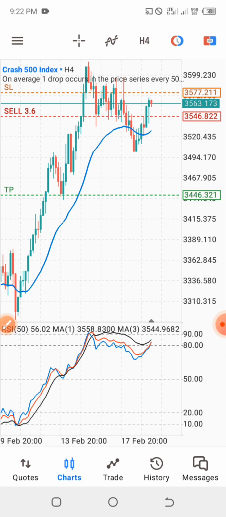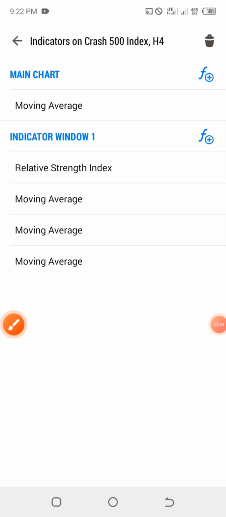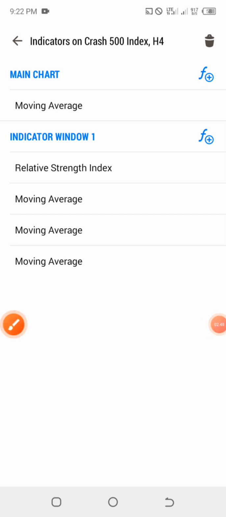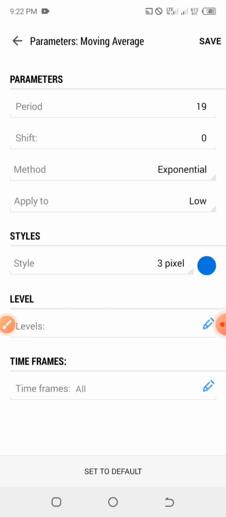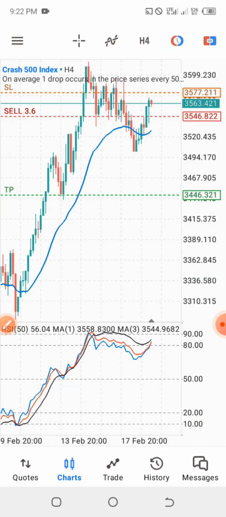Now the first thing I want to do is click on this icon right here, so this way we are going to be adding our indicator. The next thing is to click on the F plus, and it's going to be on your main chart. Click on the F plus and search for a moving average, then click on it. These are the parameters for the moving average: the period is 19, the shift is 0, the method is exponential, apply to low, and for the style I'm going to be using the blue color. You can choose any color of your desire. Choose the color of your choice, set everything up, then click on save. So it's going to be on your main chart.